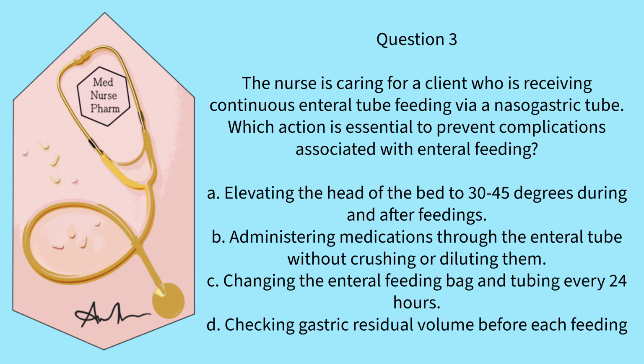Question 3. The nurse is caring for a client who is receiving continuous enteral tube feedings via a nasogastric tube. Which action is essential to prevent complications associated with enteral feeding? Elevating the head of the bed 30 to 45 degrees during and after feedings, administering medications through the enteral tube without crushing or diluting them, changing the enteral feeding bag and tubing every 24 hours, checking gastric residual volume before each feeding. Pause the video and select your answer.